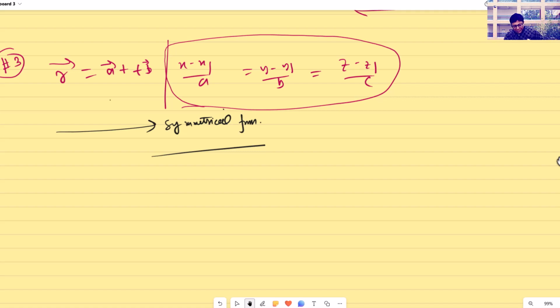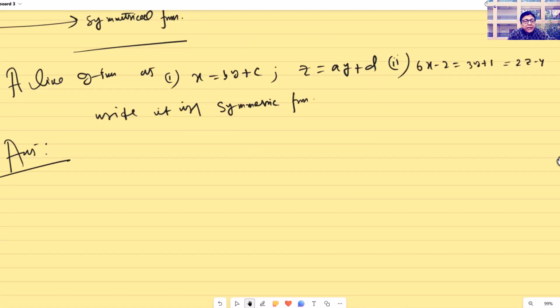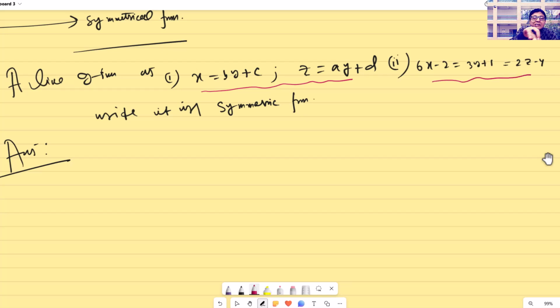Okay, let me take one example. I have given two problems here: x equal to by plus c, z equal to ay plus d, all given in this form. Write those lines in symmetrical form. They are not given in symmetrical form. How to express them in symmetrical form? We just use the common concept of ratios. I am answering number 1.